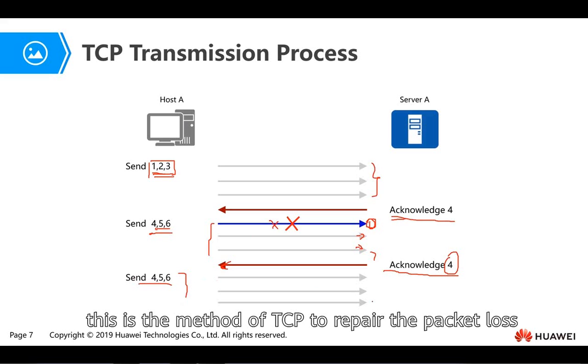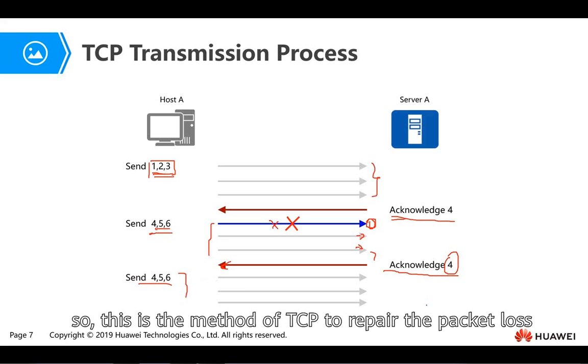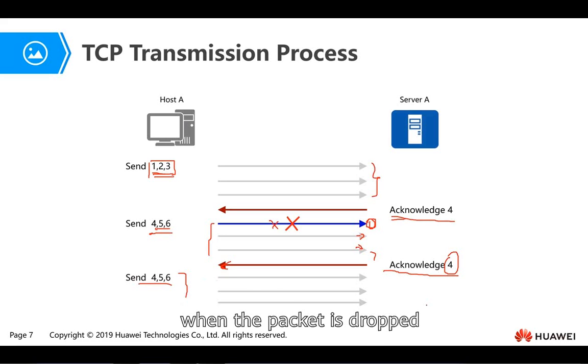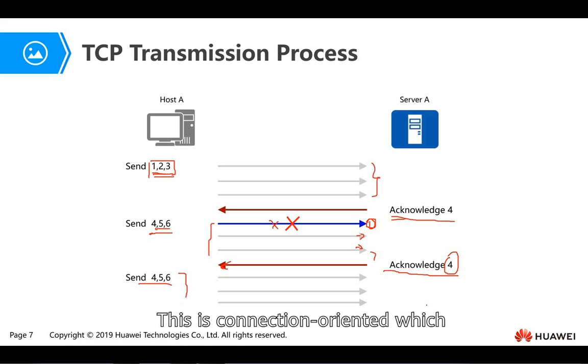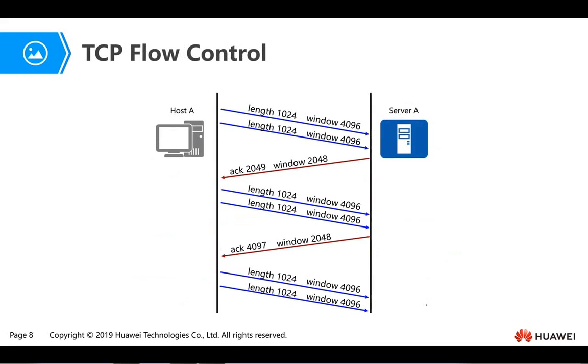Okay, so this is the method TCP uses to repair packet loss. Okay, when the packet is dropped, TCP can recover it. This is why we call TCP connection-oriented. It is connection-oriented and can recover from sending errors. Okay, and then the flow control.